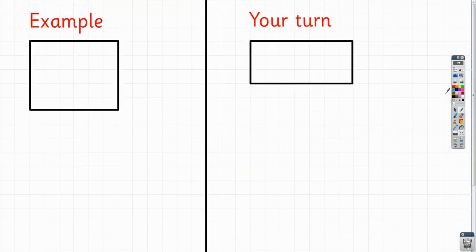So here are 2 different rectangles. Let's look at the first one as an example. It is 1, 2, 3, 4, 5, 6 centimetres across, and 1, 2, 3, 4, 5 down. We use the rule we've just talked about. We're going to use length times width, and 5 times 6 is 30. And they are square centimetres. And it doesn't matter if you do 5 times 6 or if you do 6 times 5. Now's a good time to pause the video and have a go at the question on the right hand side.